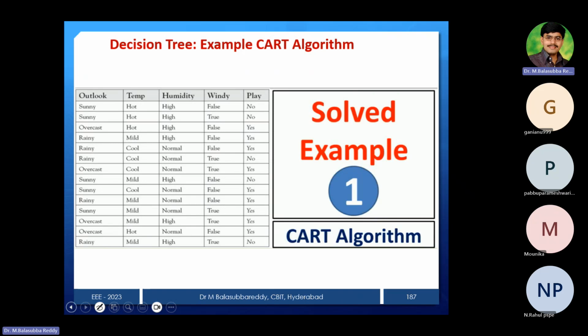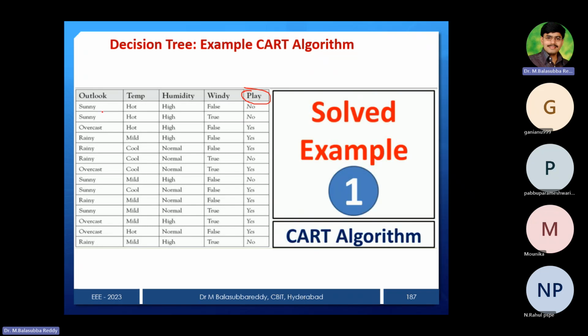For the CART algorithm we are using, CART means classification and regression tree algorithm. Our intention is to classify, when a new data set comes, which class it belongs to. Here you can see the target class: Play is our target class. And how many classes do we have? No is one class, Yes is another class. So in that target class, we have to divide into no and yes in this manner.